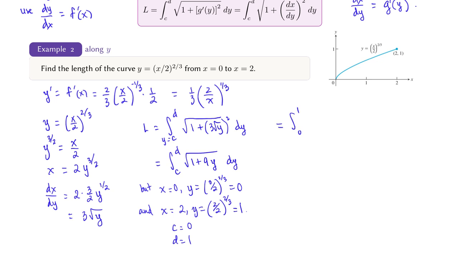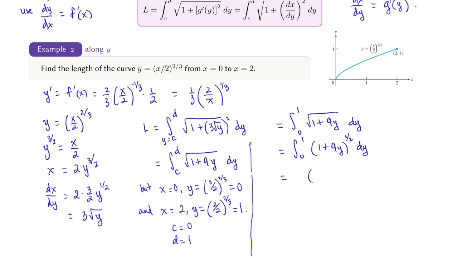And so the arc length is the definite integral from y equals 0 to y equals 1 of the square root of 1 plus 9y dy. We can either use substitution to evaluate the definite integral, or we can just simply guess and check. The square root of 1 plus 9y is the same as (1 plus 9y) to the 1/2 power. The antiderivative of (1 plus 9y) to the 1/2 is (1 plus 9y) to the 3/2 times 2/3 divided by 9. Evaluate this antiderivative at y equals 0 and y equals 1.